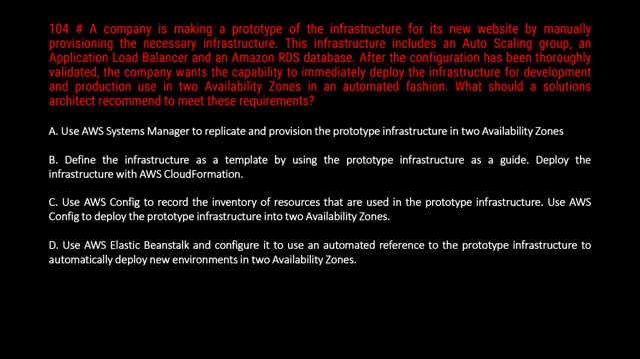A company is making a prototype of the infrastructure for its new website by manually provisioning the necessary infrastructure. The infrastructure includes an auto scaling group, an application load balancer, and an Amazon RDS database, which is a typical setup. After the configuration has been thoroughly validated, the company wants the capability to immediately deploy the infrastructure for development and production use in 2 availability zones in an automated fashion.